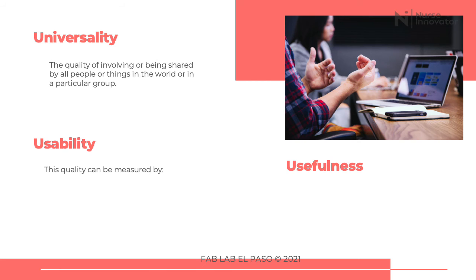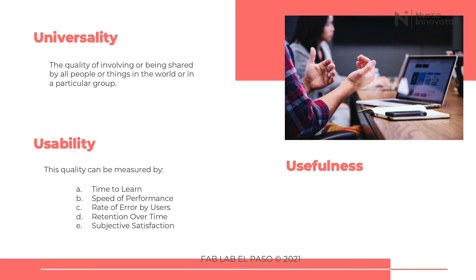Usability is defined by both qualitative and quantitative metrics. Some measurable data include time it takes the user to absorb the instructions on how to use, speed of using the product to accomplish the goal, how often mistakes are made, how long the user can remember how to use the product, and finally, how happy is the user after using the product.